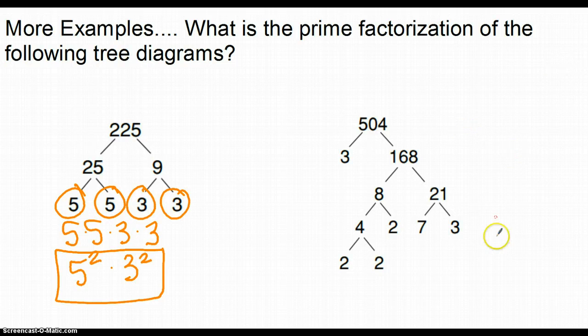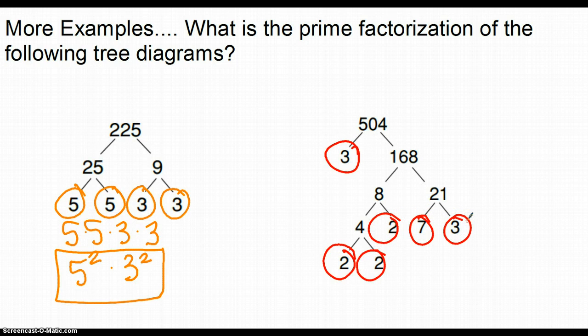Make sure you're getting these tree diagrams down on your paper. If you need to pause this video and have time to write, please do. Alright, the prime factorization of 504. I circle 3, 2, 2, 2, and 7, and 3. So those are all my prime numbers.